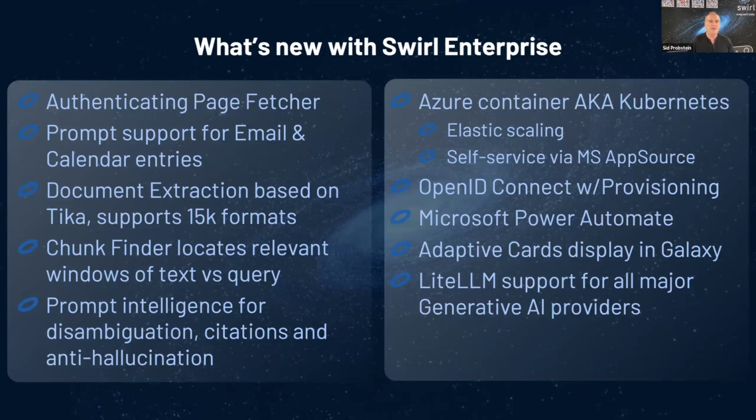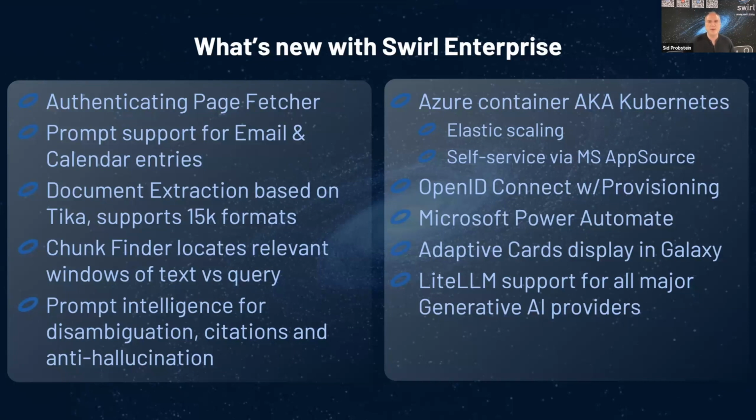The authenticating page fetcher is backed up by a document extractor that is based on the open source Tika project, and that supports over 15,000 different file formats, including various types of PDFs. The chunk finder included with Enterprise locates the most relevant window of text versus your query. For long documents, which are very common in the Enterprise, this is a key step. And then there's a lot of prompt intelligence to handle document types, citations, and prevent hallucinations.